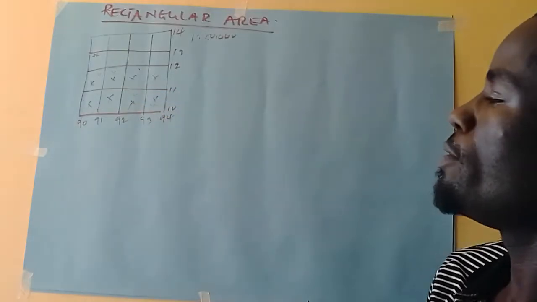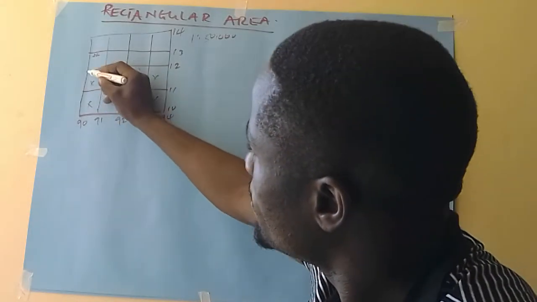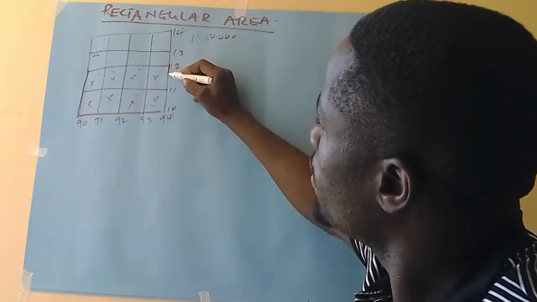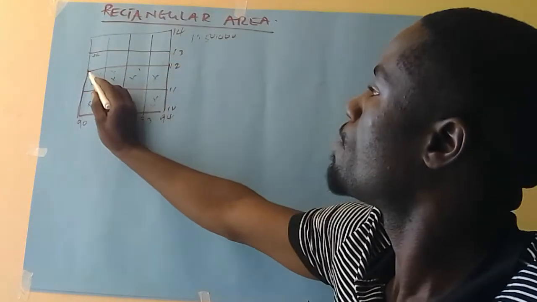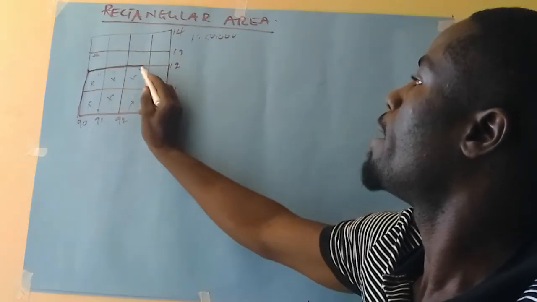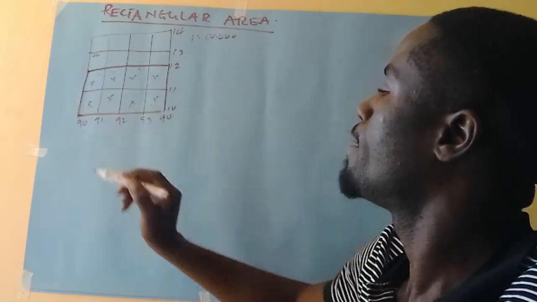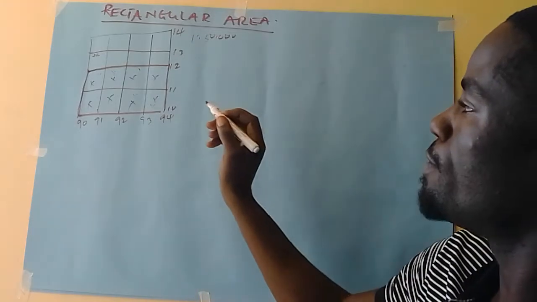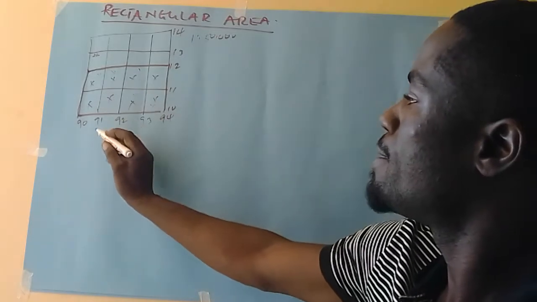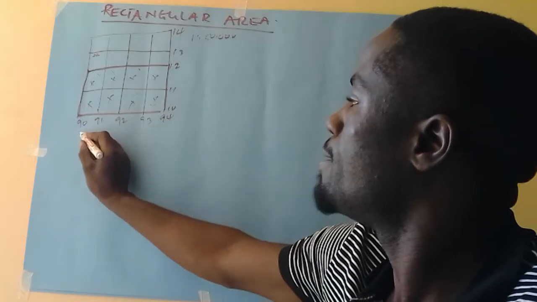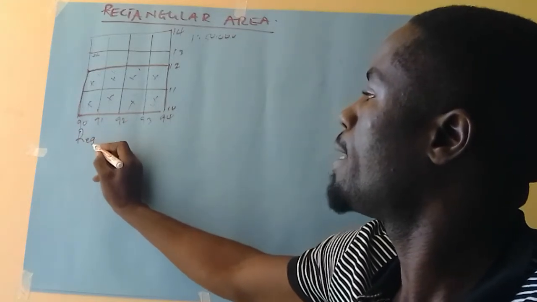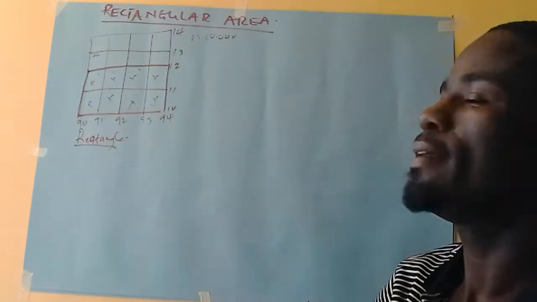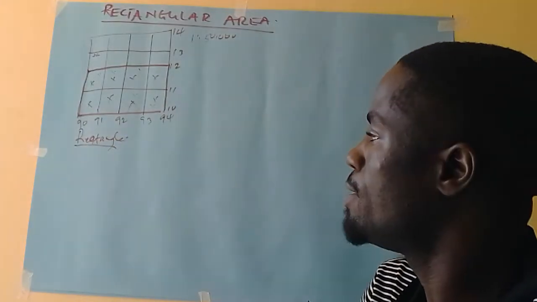So supposing they have told you to find out the area covered by a game reserve, as I told you, you identify the area. So our area is this one, this one, this one. This is the area we are interested in. So we said that you find out the nature of the area. When you look at our area, the nature is rectangular. So our area is rectangular in shape.